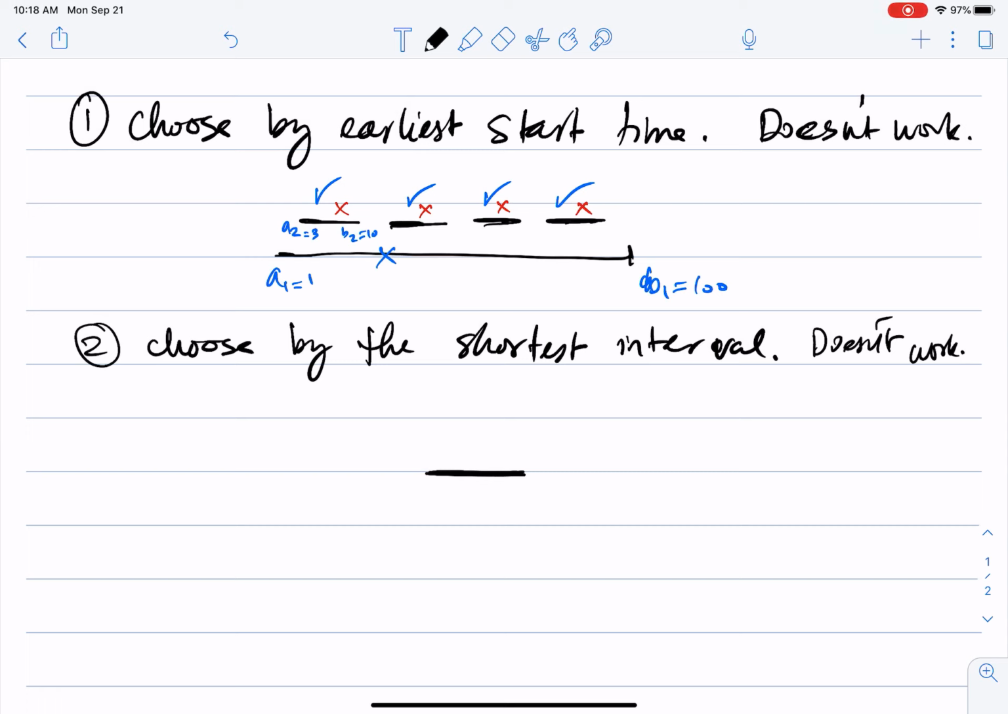The only thing we can do is make it overlap with two intervals that are very long, much longer than it. If I say A1 is 10, B1 is 20, and I make A2 equal 1, and B1 equal 15, for example, and let's say A3 equals 16 and B3 equals 100. So if you look at this interval here, this interval is the shortest of all three of them. The algorithm would have chosen it.